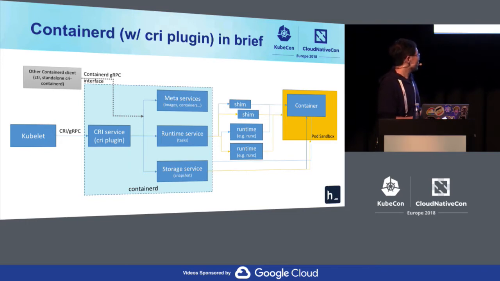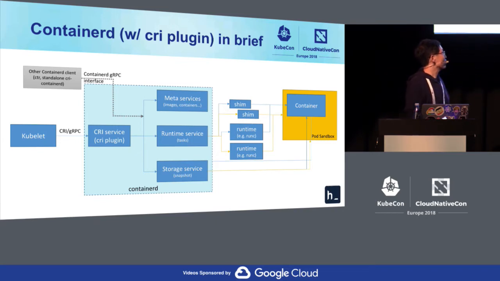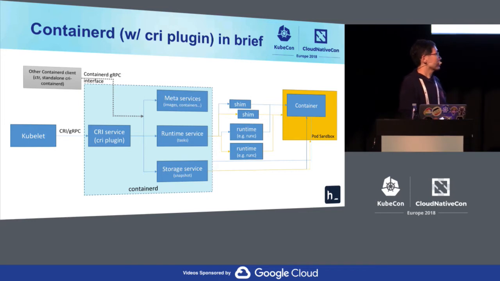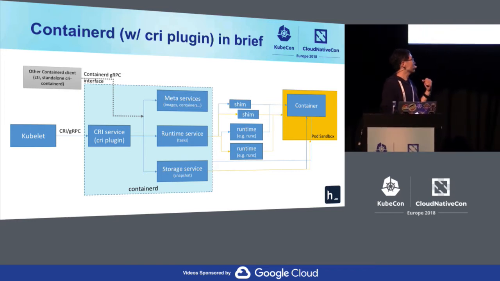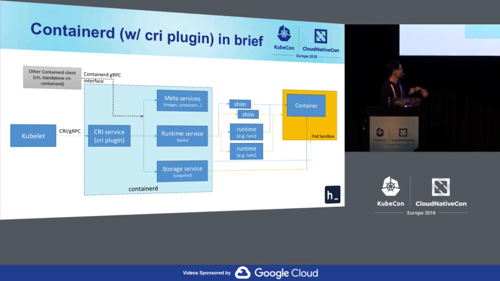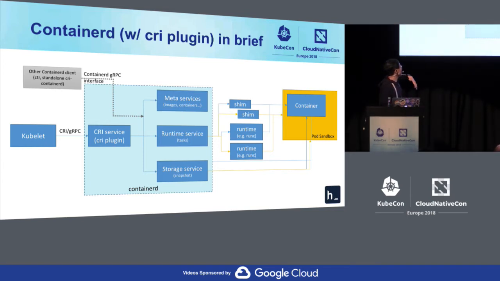We just want to focus on the runtime part. The runtime will call runC by default to create both the pod sandbox and the container inside the sandbox, and set up the input-output stream with the shim to the containers, and use the shim as the delegate of the container. That's what Containerd does.